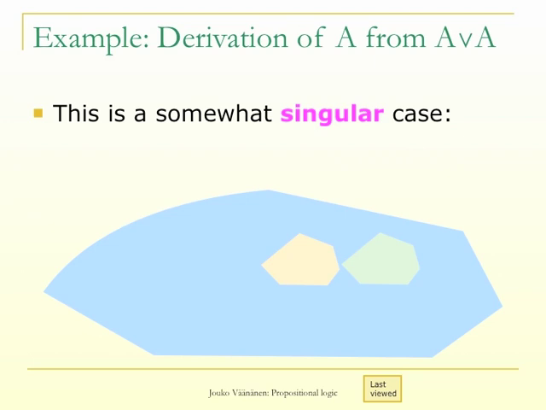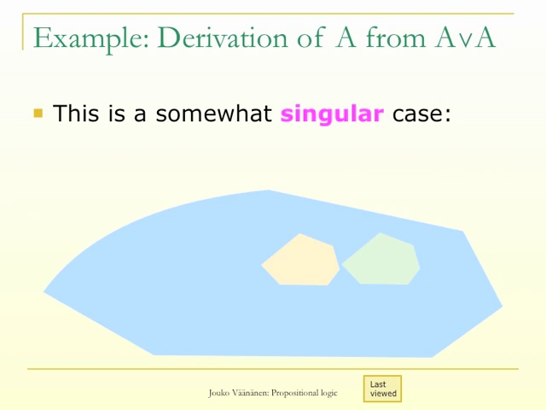Here we derive A from A or A. This is a somewhat singular case, but note that we are now dealing with deductions that also computers may use. It is obvious to us that A follows from A or A, but it may not be obvious to a computer. Also, there are logical systems, for example so-called dependence logic, where one cannot derive A from A or A.